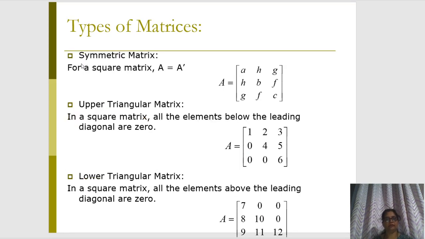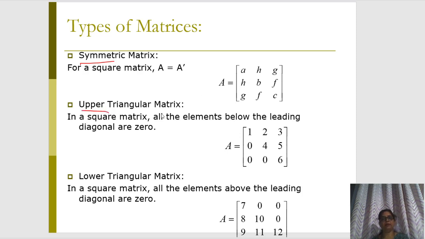Symmetric matrix. That means A equal to A transpose. Row changes to column, we get the same matrix. Therefore capital A equal to A transpose. If we change rows to columns, we get the same matrix. Therefore A equal to A transpose, this is the symmetric matrix.